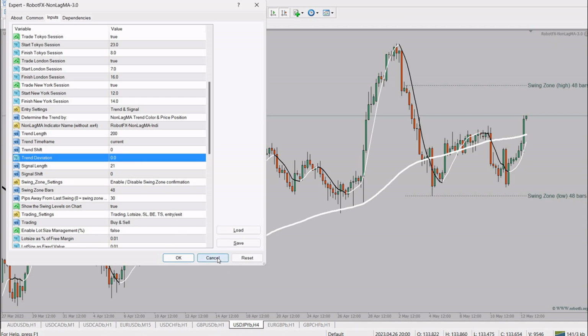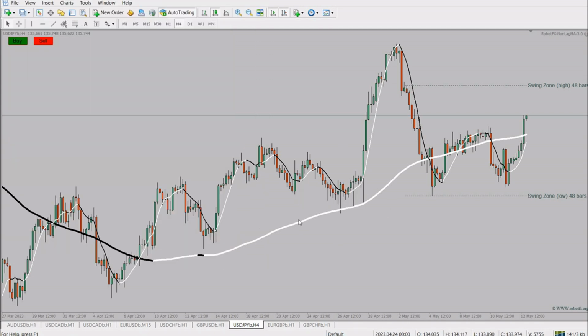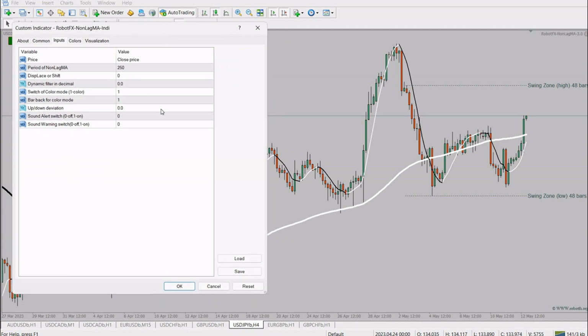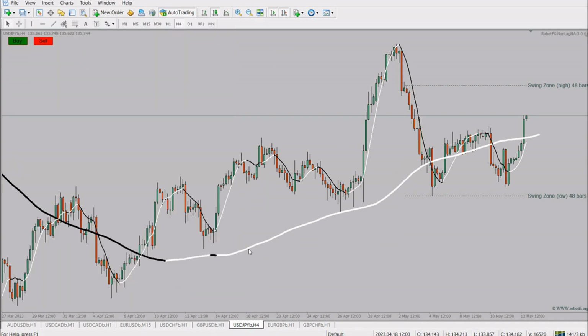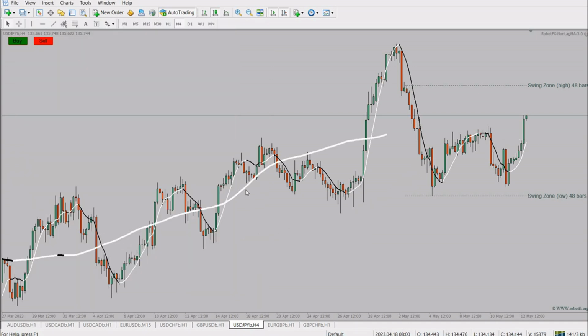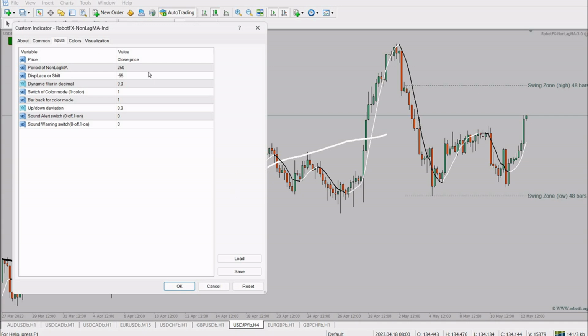For that, I will go to the indicator settings. These are the two settings, two inputs that the expert advisor uses. You can ignore all the others. So the shift basically moves the indicator. I'm going to change it from 0, which is current. It moves the indicator left or right. So enter a negative number and it will move it backwards. Enter a positive to move it forwards.